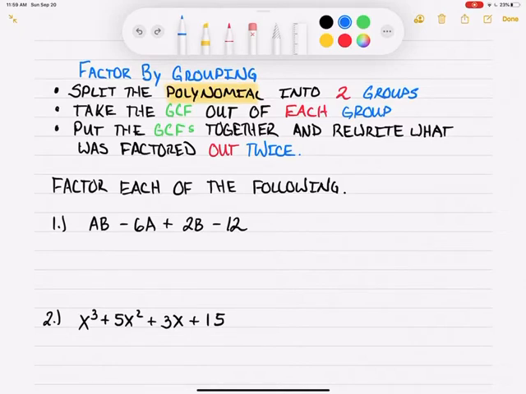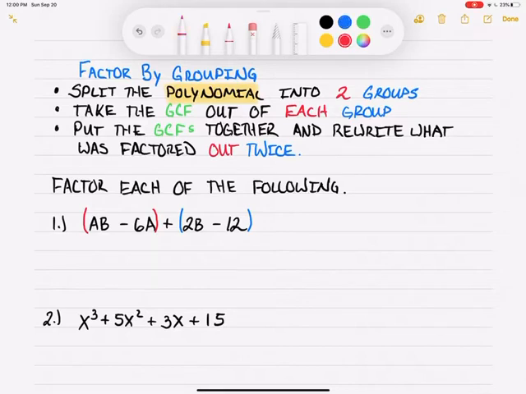So my first example is AB minus 6A plus 2B minus 12. The first step tells me to split the polynomial into two groups. When I put these groups together, I want to make sure that both pieces in the group have something in common with one another. I'm going to cut this polynomial in half and separate it by red parentheses and blue parentheses. This shows me my two groups.